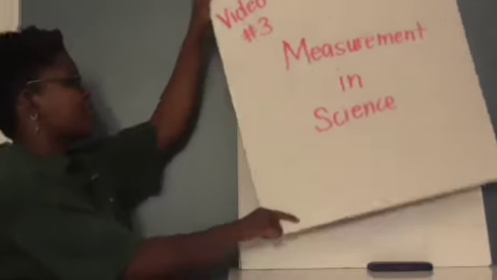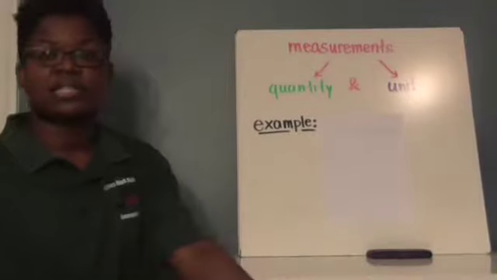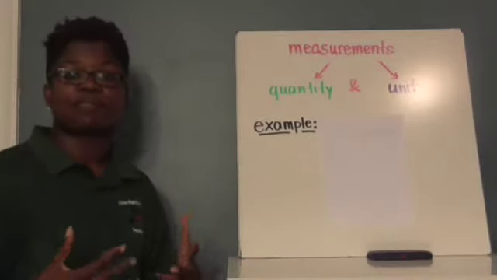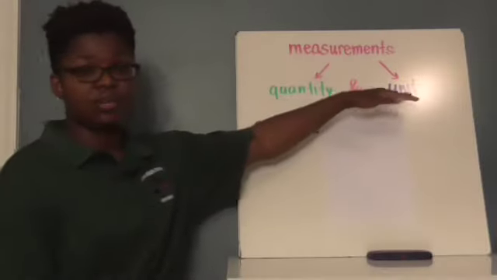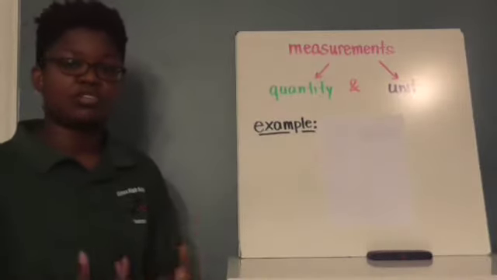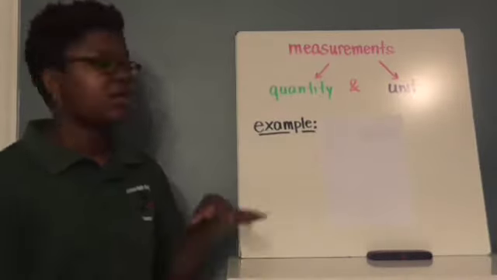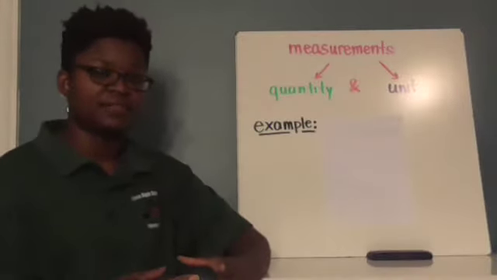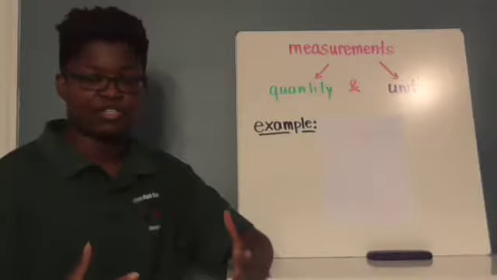So first, let's talk about what a measurement is. A measurement is a number in science, and it usually consists of two different parts, a quantity and a unit. The quantity is what we usually would dictate a number. The unit is the basis of the size of that measurement.